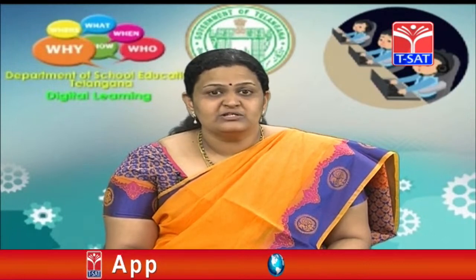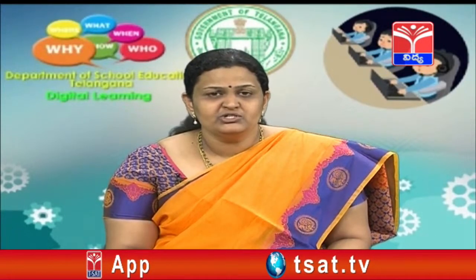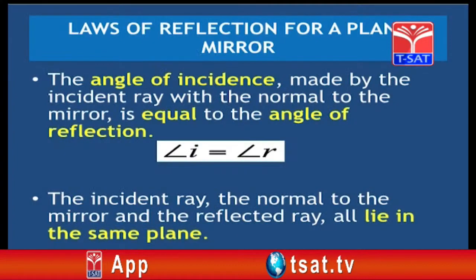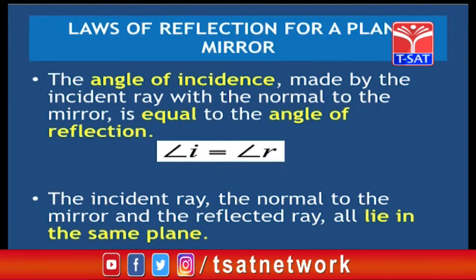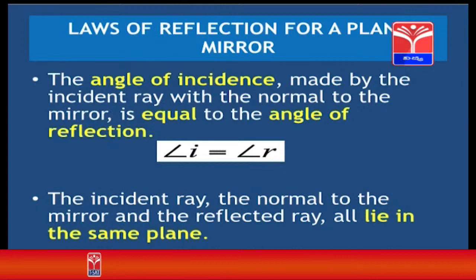Now what do the laws of reflection tell us? Do you remember, children? Let us see them. Yes, the angle of incidence made by the incident ray with the normal to the mirror is equal to the angle of reflection. That is, angle I is equal to angle R. For a plane mirror, the angle of incidence is equal to the angle of reflection. That is the first law of reflection.